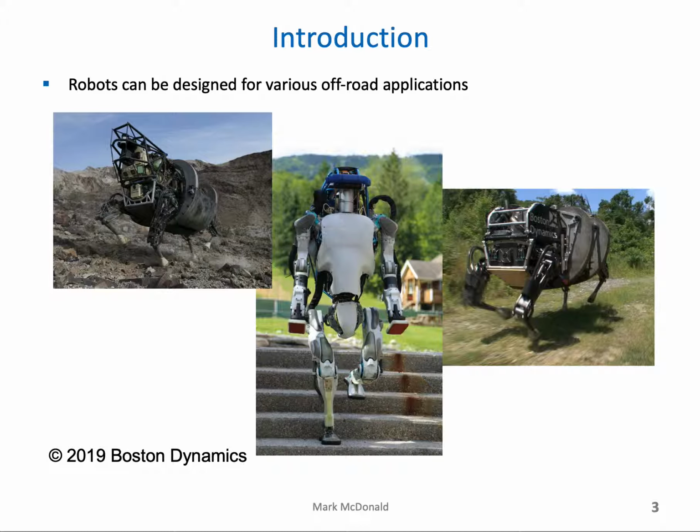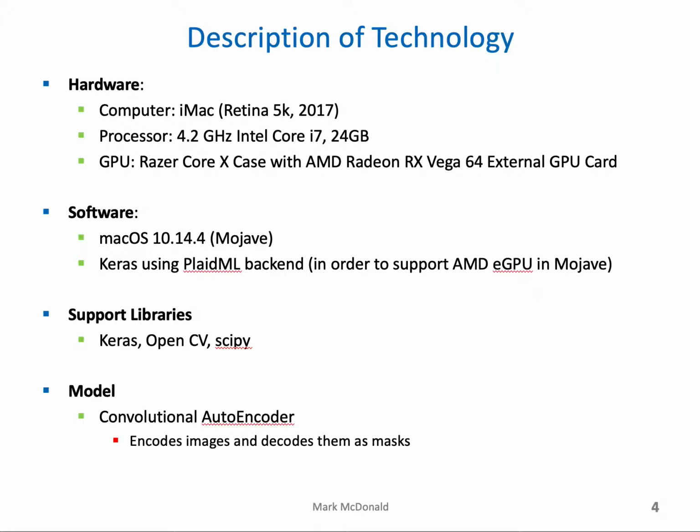They're quite fascinating. I'm going to be using a Mac with an external GPU. Had some problems in that Mac Mojave no longer supports NVIDIA external GPUs. However, TensorFlow only works with an NVIDIA GPU. I switched to using a Plaid ML backend for Keras so that I can use a GPU with my Mac. I tried to limit the number of libraries to Keras, OpenCV, and SciPy. I generally don't like to use a lot of third-party libraries in a lot of my work.